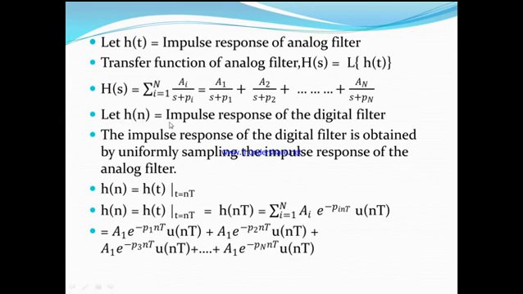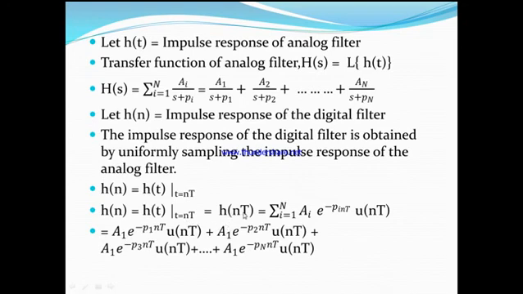Here h of n is the impulse response of the digital filter. h of t is the impulse response of the analog filter, and h of n is the impulse response of the digital filter. So the impulse response of the digital filter is obtained by uniformly sampling the impulse response of the analog filter. So here h of n equal to h of t at t equal to nT. By sampling the impulse response of the analog filter, we can get the impulse response of the digital filter.